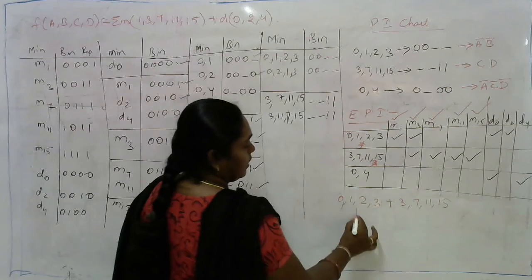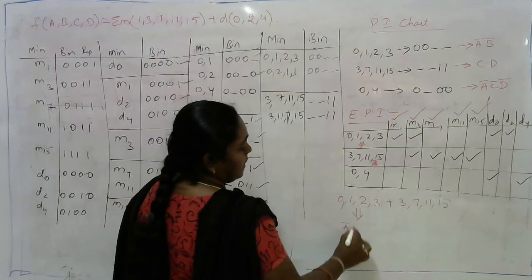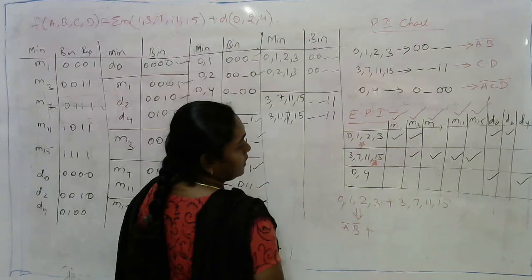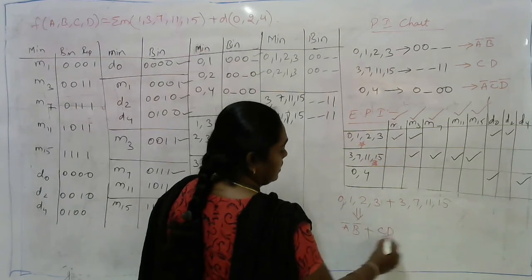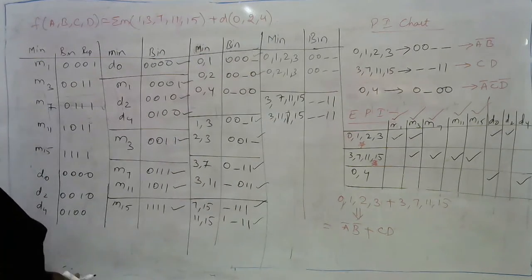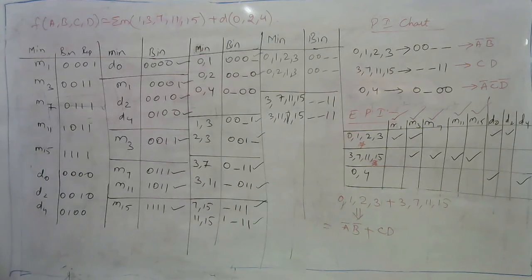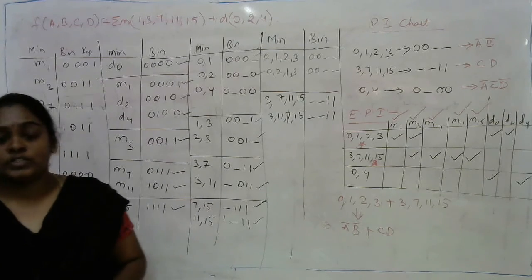For 0, 1, 2, 3, the corresponding binary representation is A bar B bar. For 3, 7, 11, 15, the corresponding representation is CD. So this is the final simplified expression for the given SOP along with the don't cares using the tabulation method. This is how to simplify the given boolean expression.